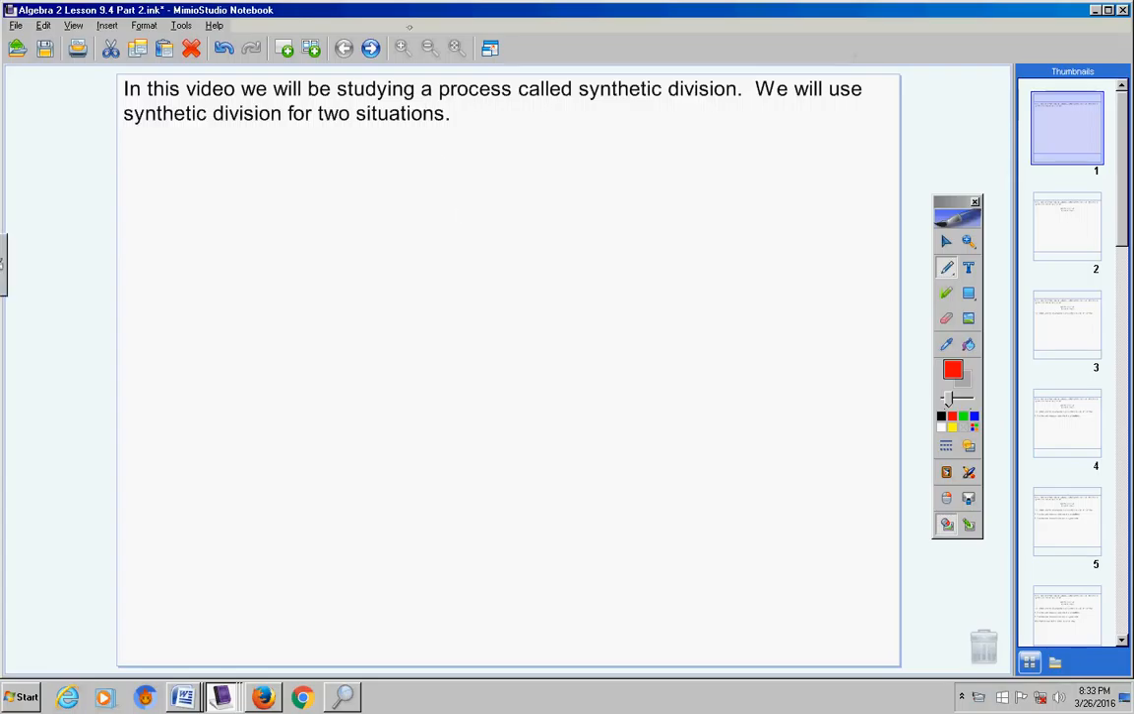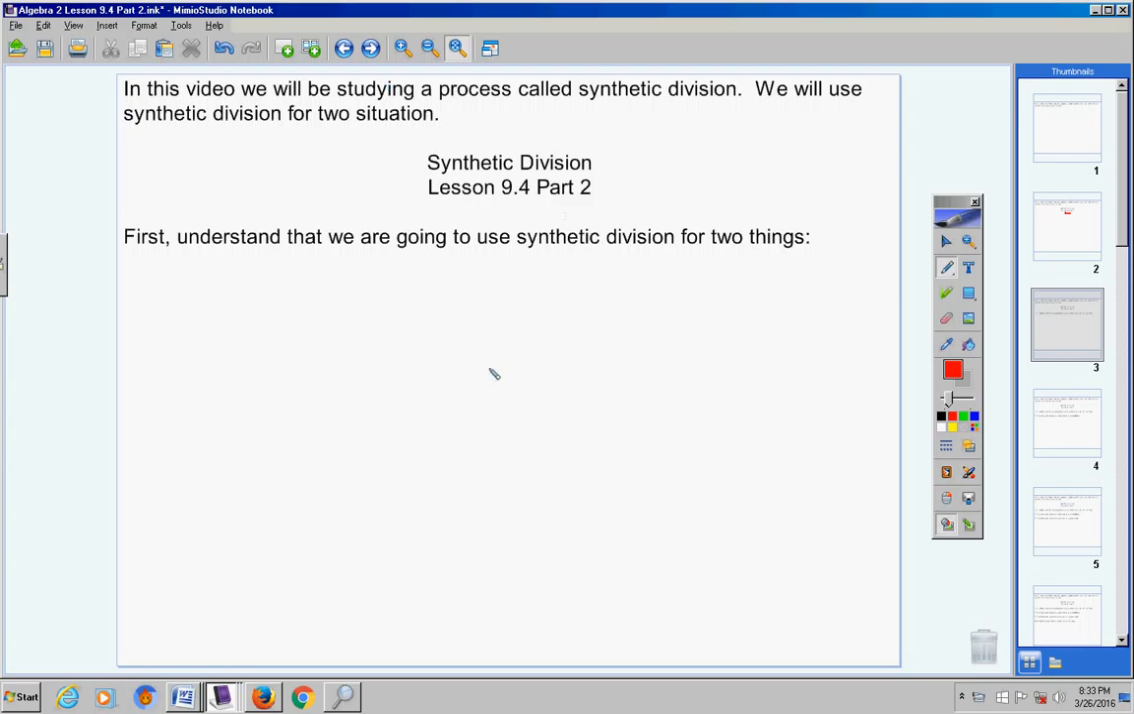Your heading today is synthetic division. Lesson 9.4 part 2. We've already looked at long division from lesson 9.4. Be sure to include today's date, okay? Synthetic division, lesson 9.4 part 2. Be sure to include today's date.